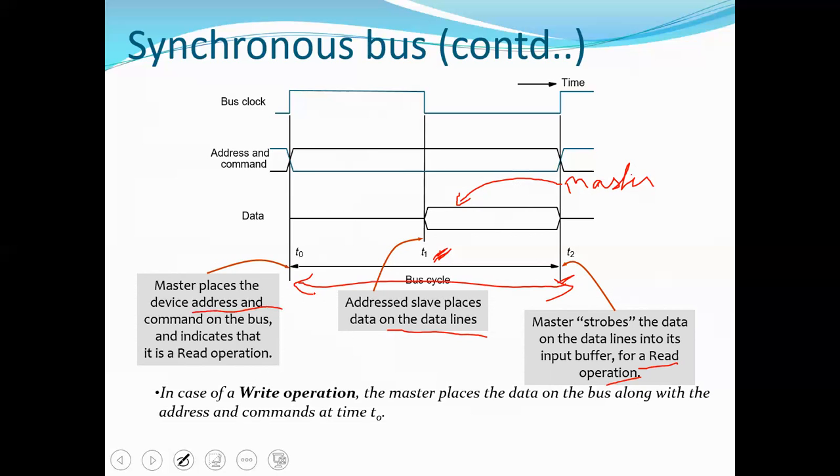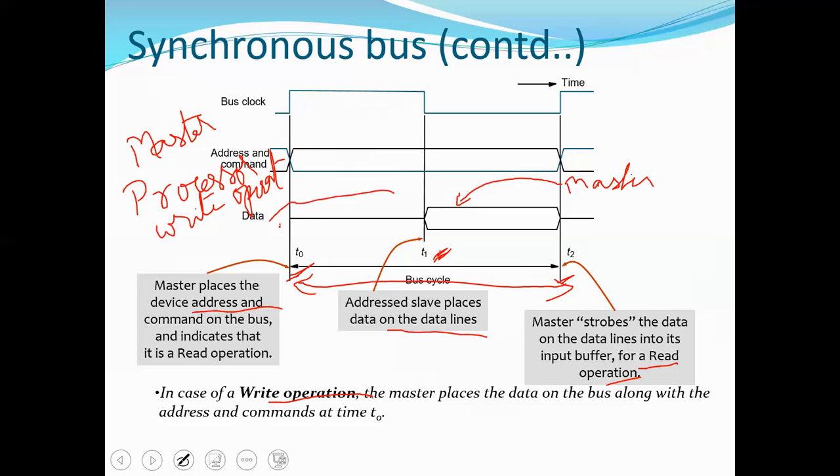Now in the case of a write operation from the processor end, that is the master, we are taking the processor as the example. The processor wants to do the write operation, which means the processor is writing the data to the data bus. So at time T0 itself, the processor puts the data to the data bus, and the data is present.